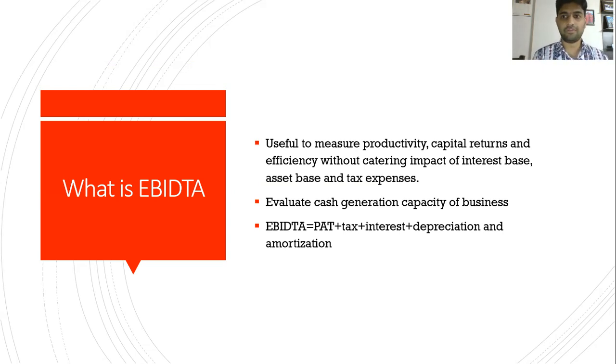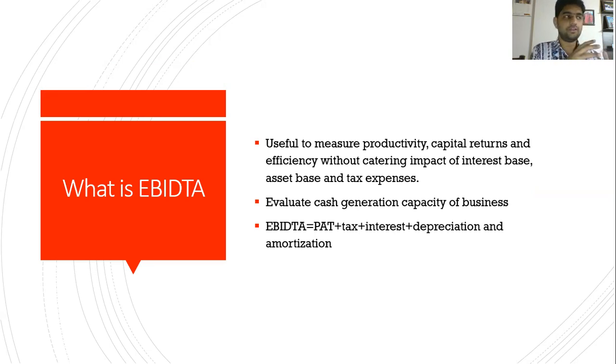So what is the formula of EBITDA? EBITDA is equal to PAT plus taxation plus interest plus depreciation plus amortization. This formula I will explain in detail. But before that, I need to explain why we need this variable.